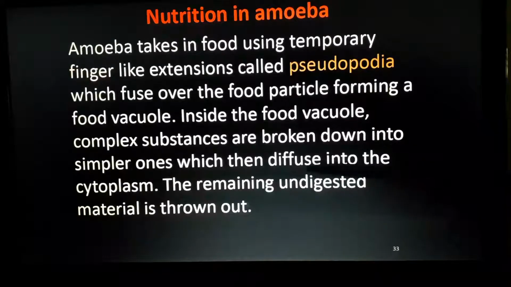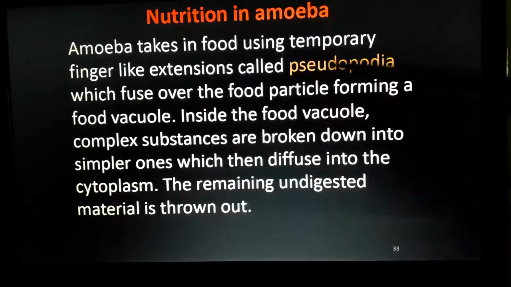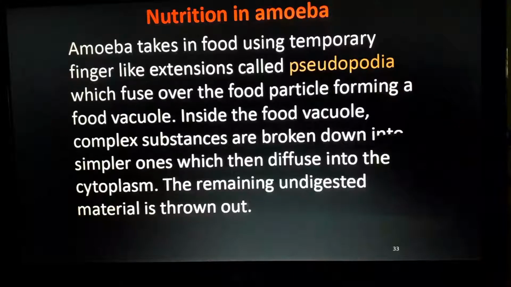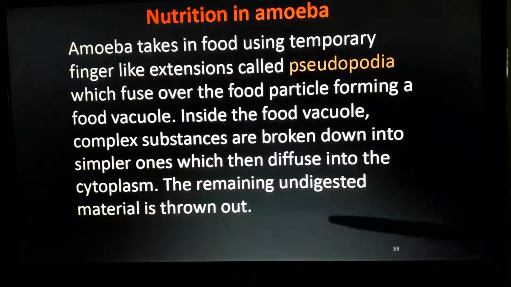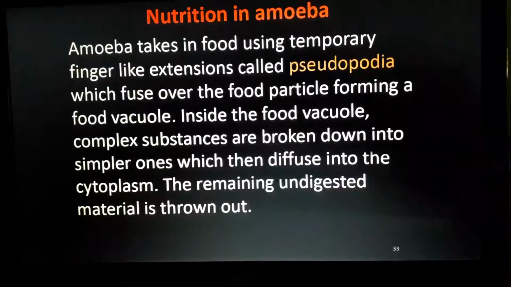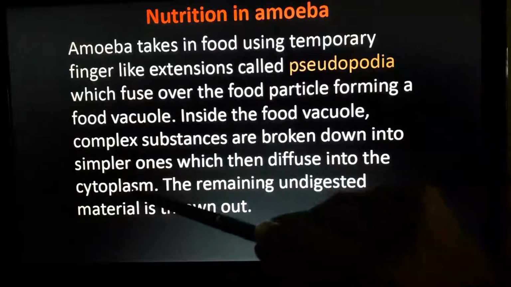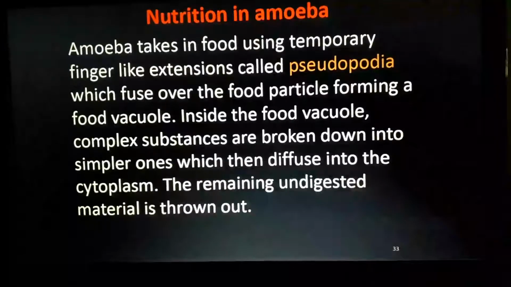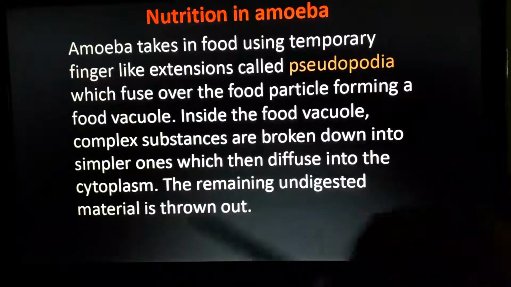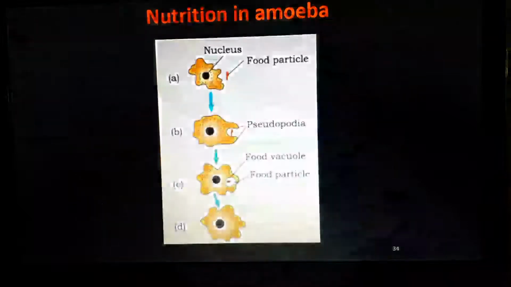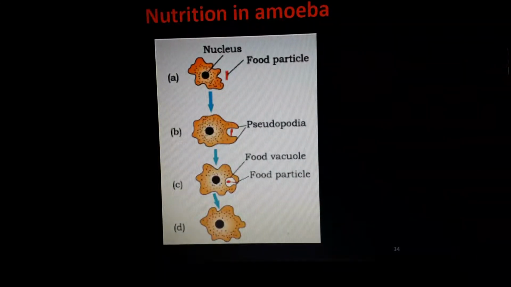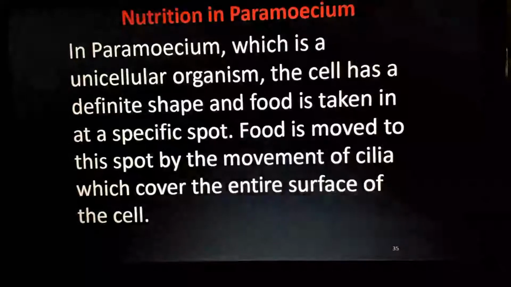The same thing is happening inside the body of an amoeba. Small food particles are grabbed by pseudopodia and brought inside the body of the amoeba, changed into simpler particles, and diffused into the cytoplasm of the cell. Do you know what the cytoplasm of a cell is? Last year you already studied it. The remaining undigested material is thrown out. See, this is the common digestive process of an amoeba.